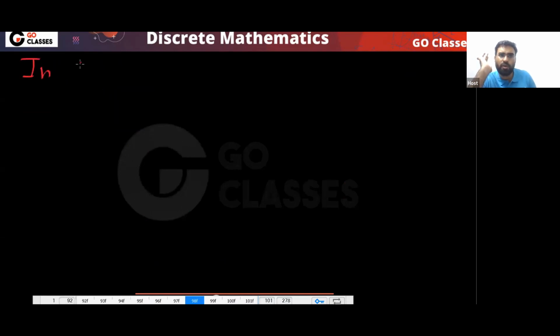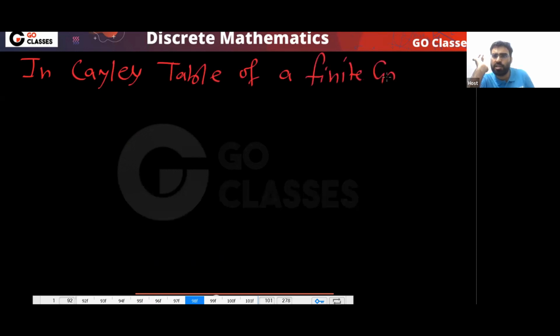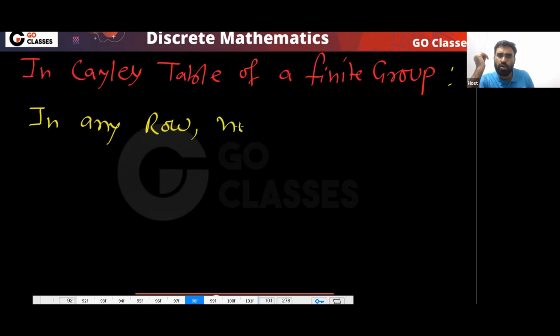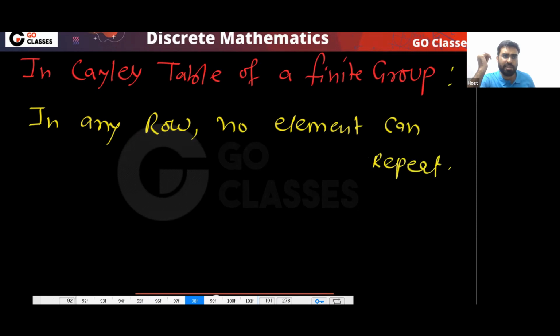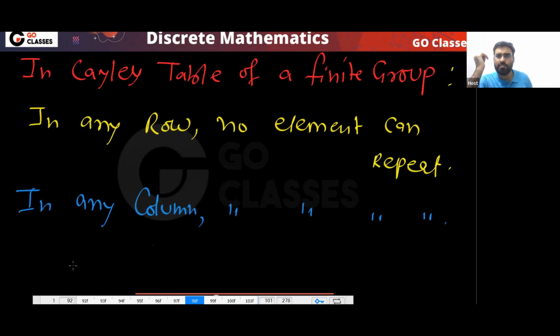One interesting thing you can see in the Cayley table of a finite group, because Cayley table is created for finite structures, is this. In the Cayley table of a finite group, no element in any row can repeat. And the same thing I can say for any column. In any column, no element can repeat.